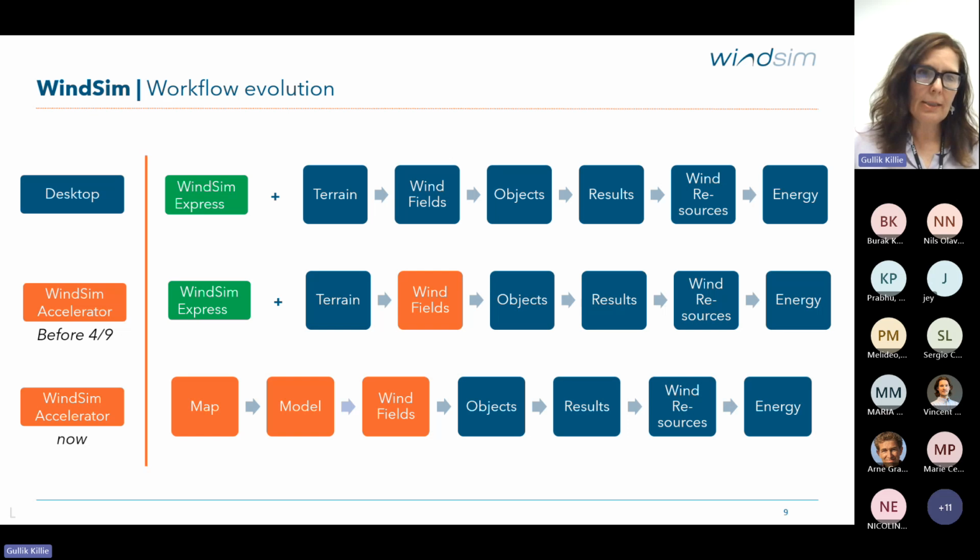the WindSim Express platform is no longer needed. So the map module is substituting that, and map in addition provides you integrated access to data. So there's lots of benefits here. We'll come back to the detail in a moment, but I just want to emphasize the simplification here that now we can stay within one platform for these first 3 modules. No need for WindSim Express here, no need for the desktop version just yet. So the first stages, the first steps of the workflow are now all in Accelerator.